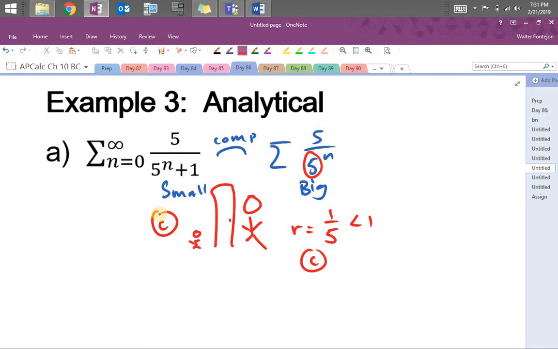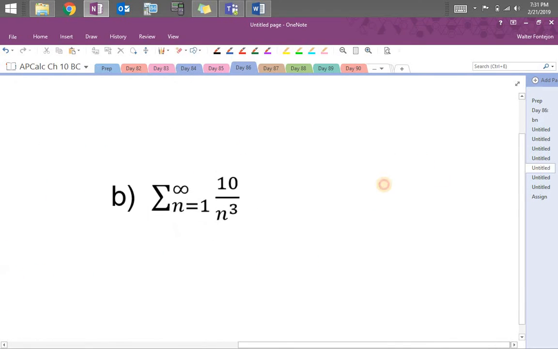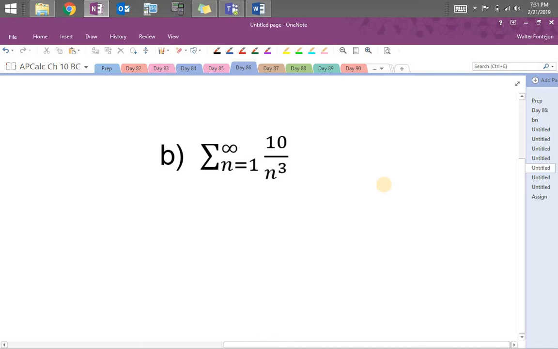Okay, take a look at part B. Okay, what test for part B? This is a p-series. P is equal to 3, greater than 1. This is going to converge. Right? That 10, you don't need to make a comparison test because you could factor it out, and it really is a p-series. Okay? So yes, converge here.